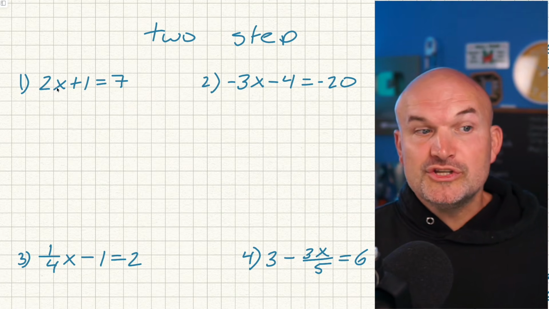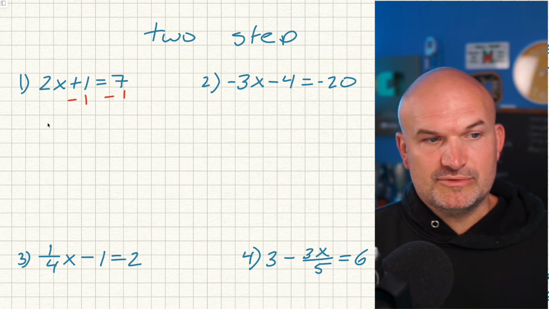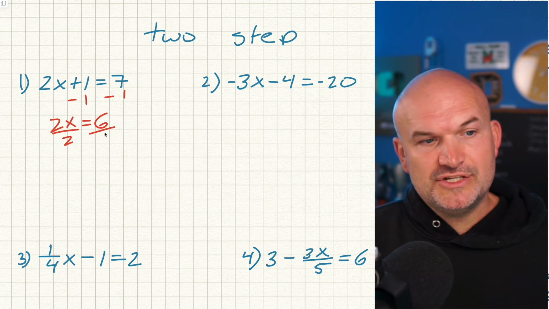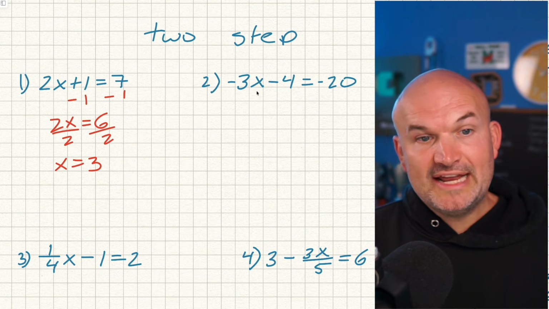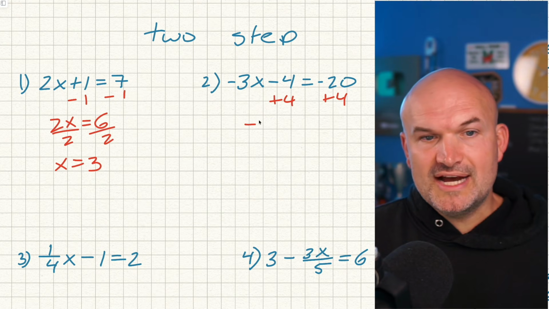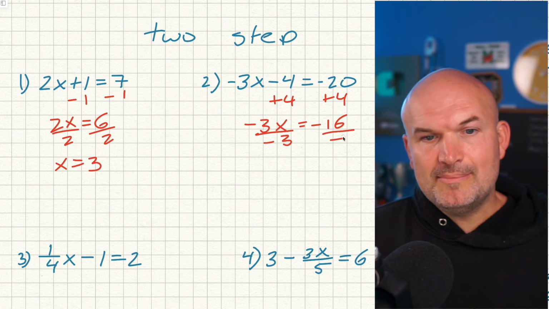So you can see here, this 2x, or 2 times x, is being added by 1. So I'm going to undo addition and subtraction first. Now I get 2x is equal to +6. Undo multiplication, divide by 2, x is going to equal 3. Over here, I have -3x minus 4. So I'm going to undo my subtraction. So I'm going to add a 4 on both sides. I get -3x is going to equal -16. Divide by -3, divide by -3.